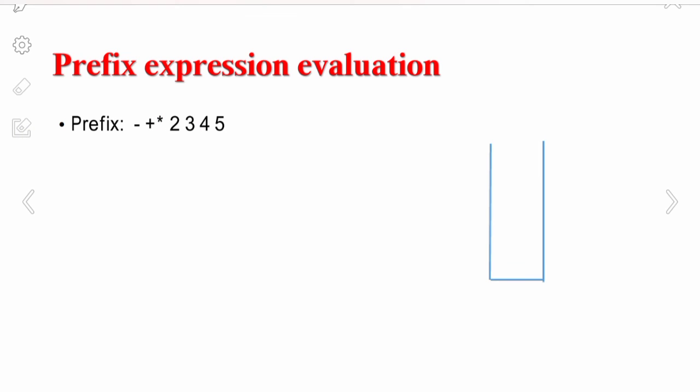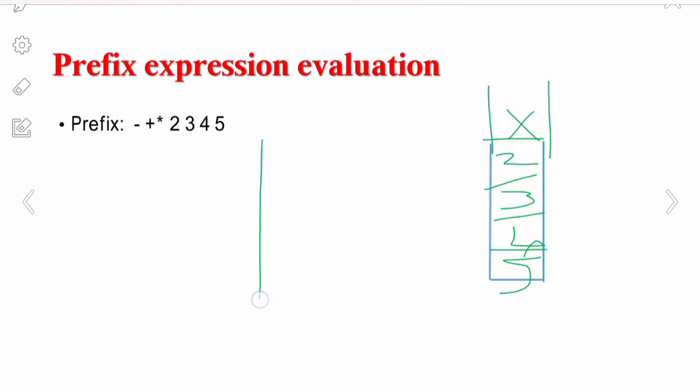Okay, so first of all, note down the values here. Starting from right to left, first insert the value 5 into the stack, then 4, next 3 and 2. Okay, so we have inserted the elements here. Now we will insert the operators into the stack. First we insert the multiplication operator. When we insert the operator, the expression gets evaluated. That is 2 into 3 is 6, right? So the answer is 6.